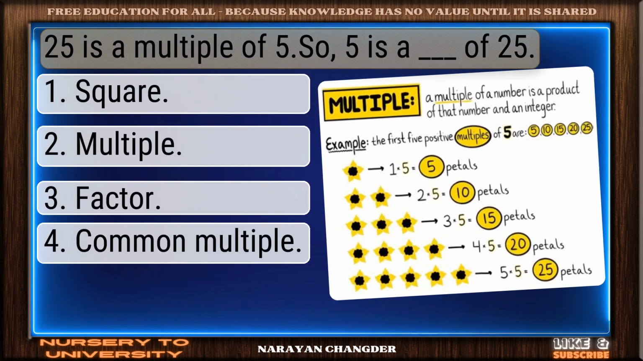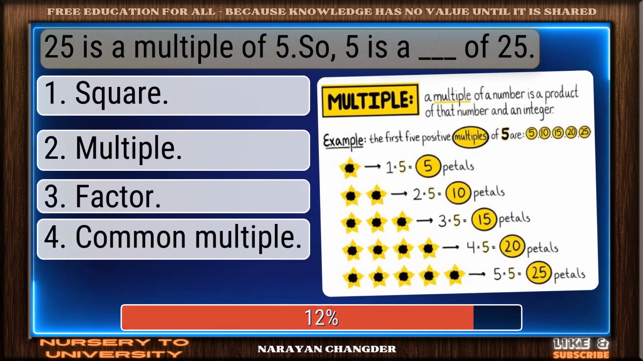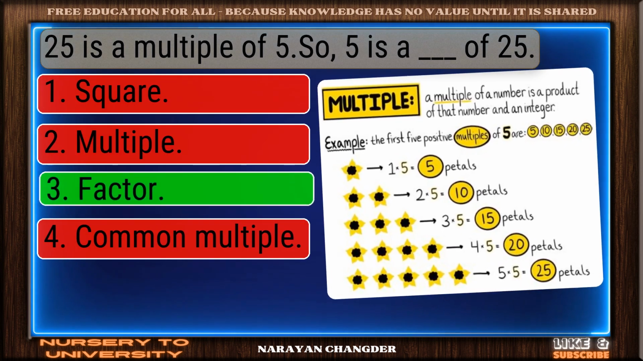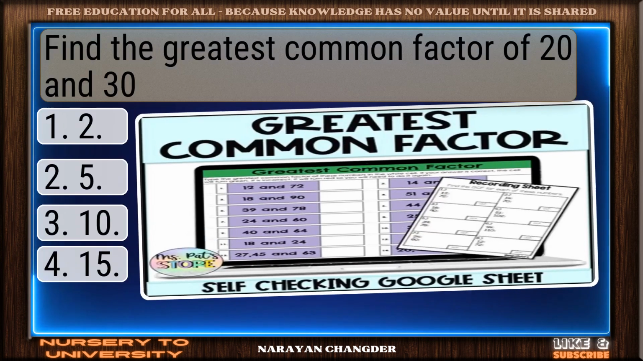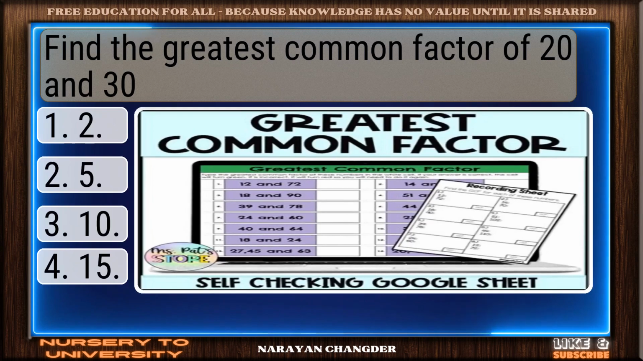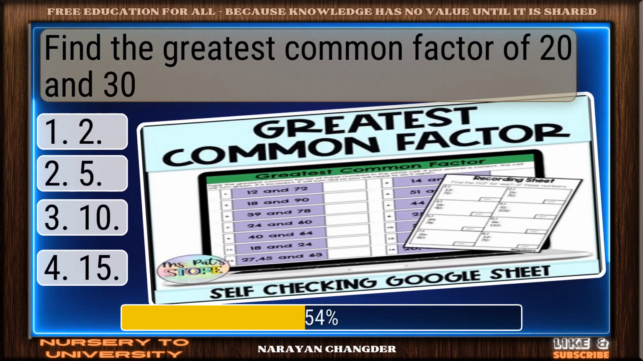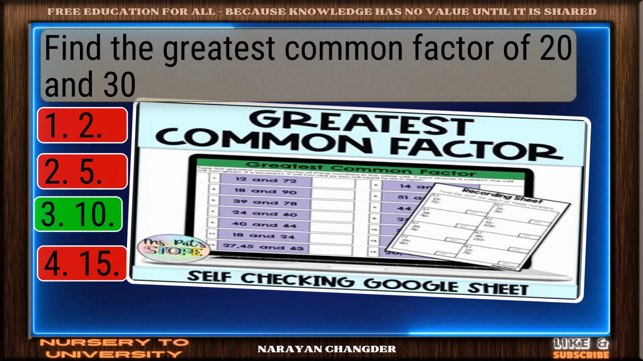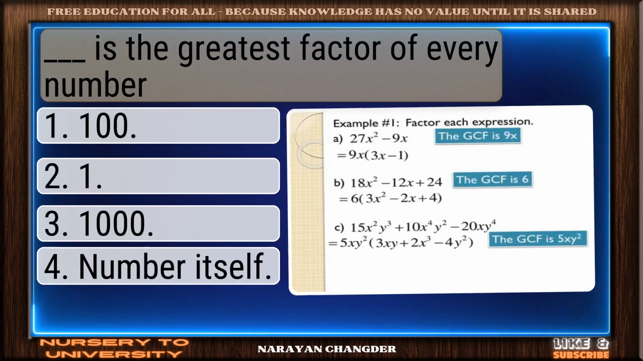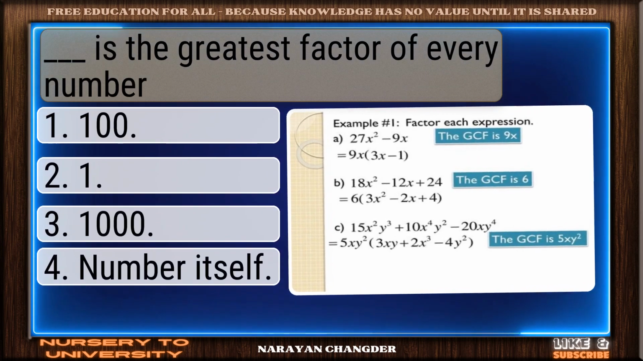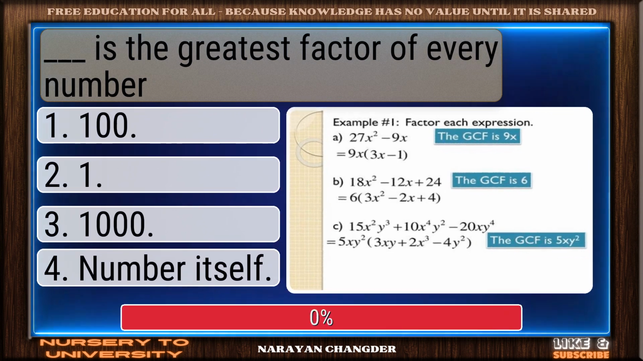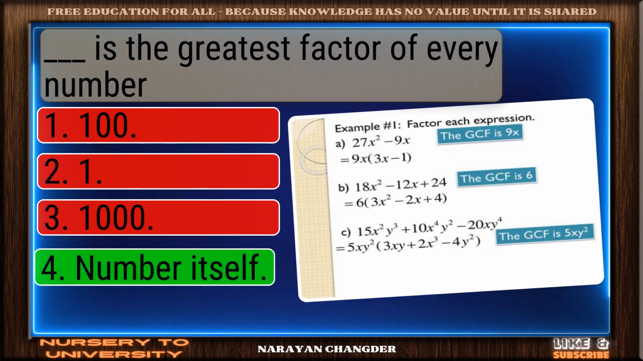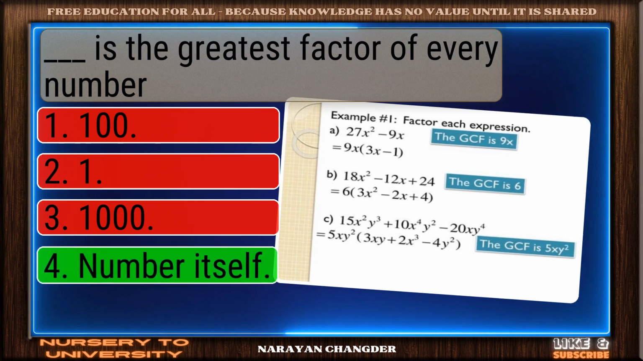25 is a multiple of 5, so 5 is a dash of 25. Well reasoned. Factor is the correct choice. Find the greatest common factor of 20 and 30. Sharp thinking. 10 is the right choice. Dash is the greatest factor of every number. Strong choice. Number itself is the right answer.